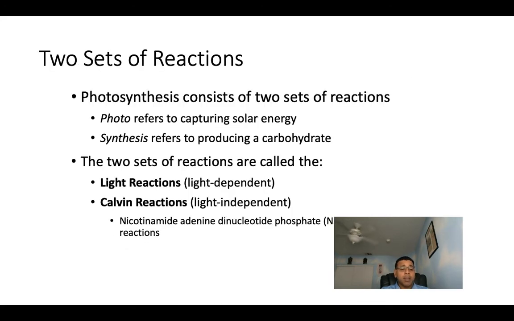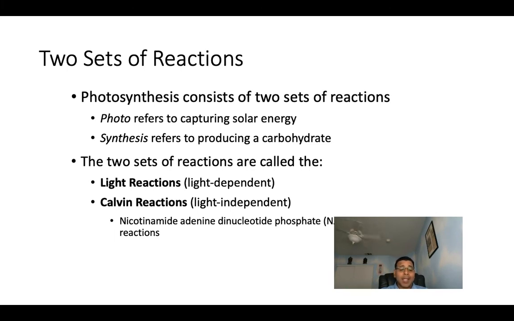Let's talk about the two sets of reactions. Let's look at photosynthesis in greater detail now. When we talk about photosynthesis, it suggests that the process requires two sets of reactions. Photo first, which means light, and it refers to the reactions that capture solar energy. And second, we have the term synthesis, which refers to the reactions that are going to produce carbohydrates.